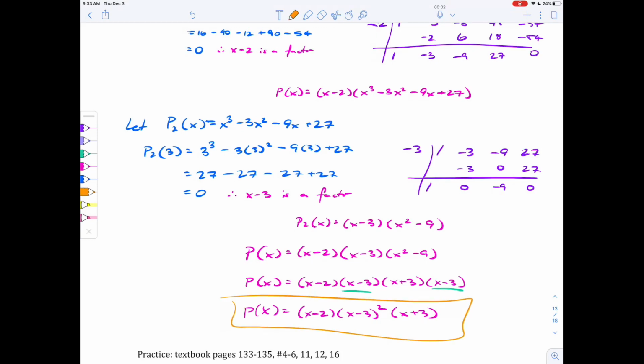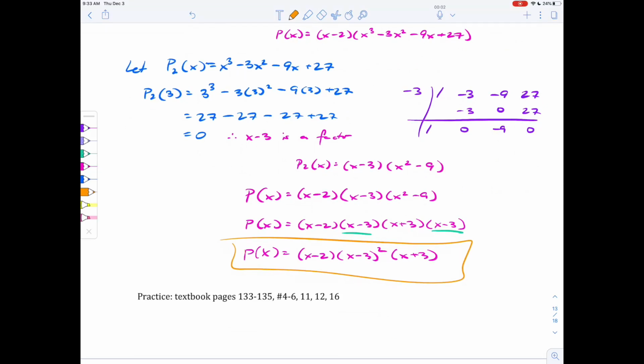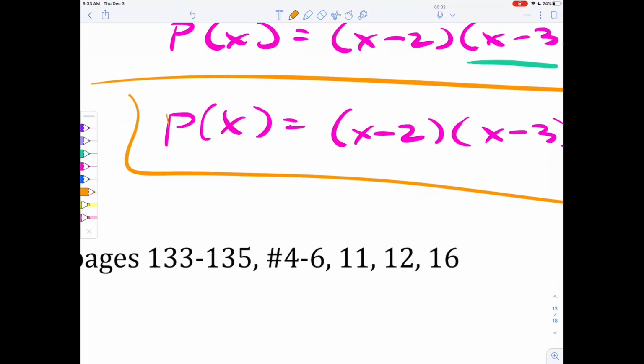Again, it was a doozy, but we did it. Practice work is at the bottom. I encourage you to give it a go.